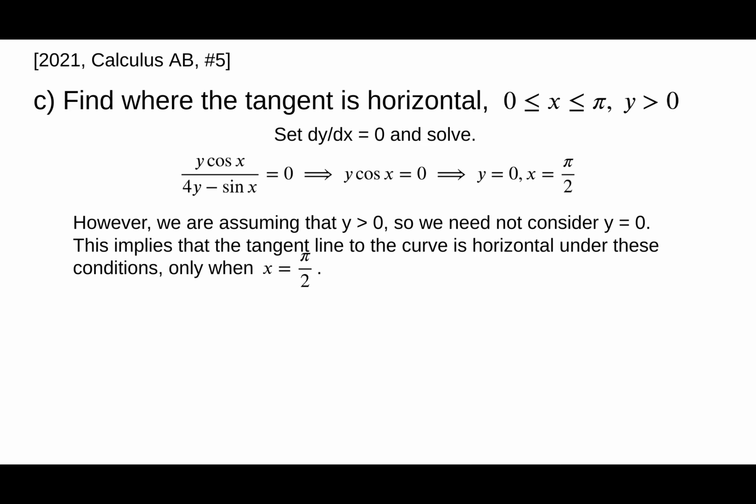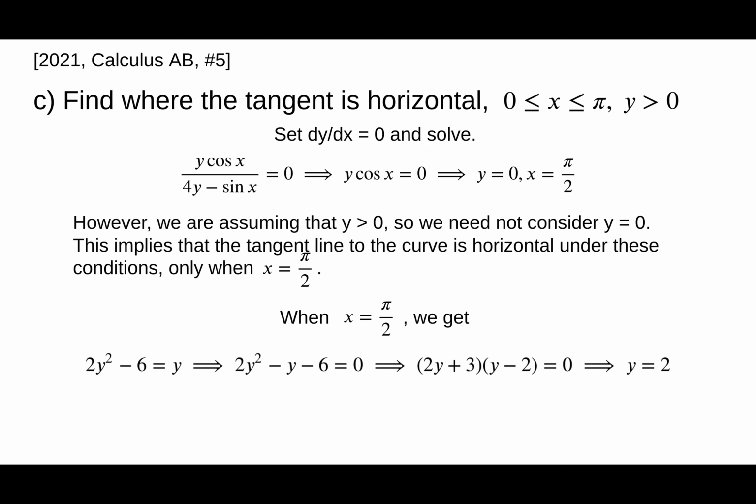So the only place where this can be true, given the restrictions that we have, is when x is equal to pi halves. When x is equal to pi halves, we need to find a corresponding y coordinate. Well, since sine of pi halves is 1, the equation simplifies to 2y squared minus 6 equals y.